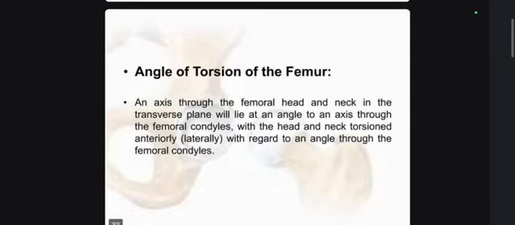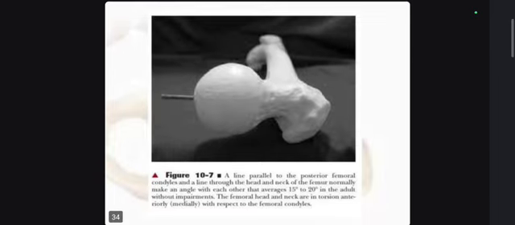Next, about the angle of torsion of the femur. An axis through the femoral head and neck in the transverse plane will lie at an angle to an axis through the femoral condyles, with the head and neck torsioned anteriorly with regard to the femoral condyles. A line parallel to the posterior femoral condyles and a line through the head and neck of the femur normally make an angle with each other that averages 10 to 20 degrees in adults without impairments. The femoral head and neck are in torsion anteriorly with respect to the femoral condyles.